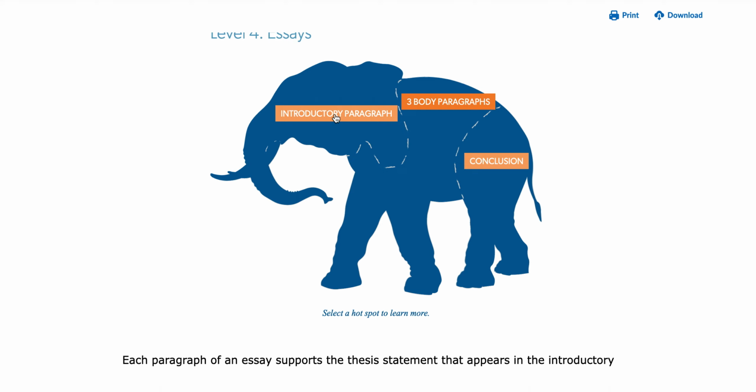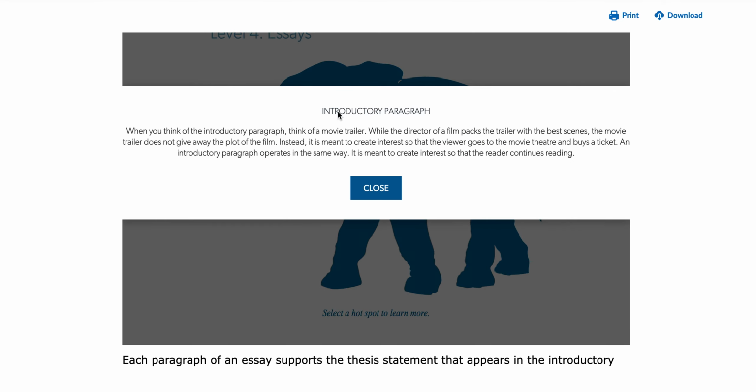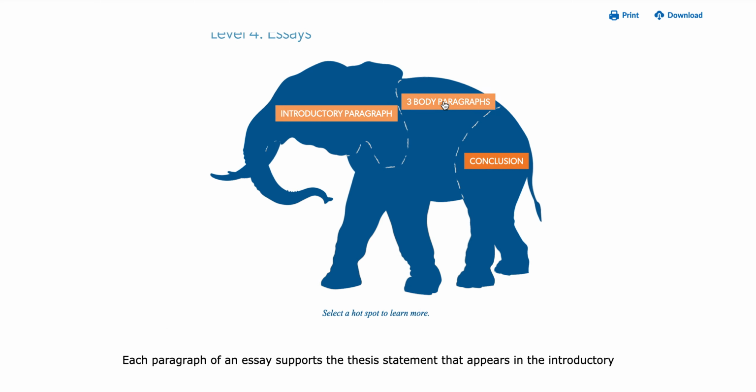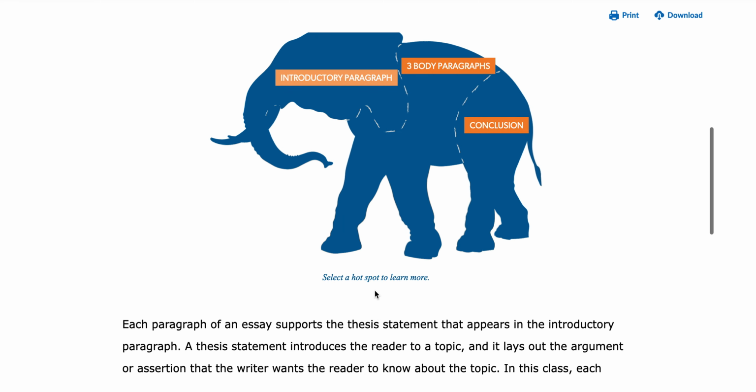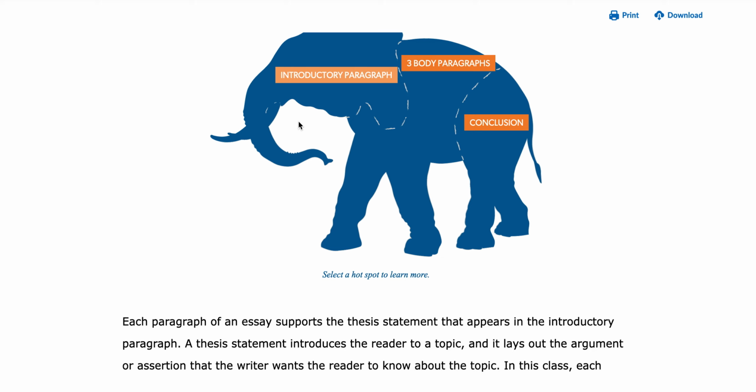When you look at this elephant, and the course overview begins with the idea of how to eat an elephant 1 bite at a time. It's kind of a gross thought, but regardless, the elephant is broken down into 3 parts. And really, sadly, I feel sorry for that elephant. So make sure you click on all of these hot spots. And like I said, for your 2 essays in this course, you're going to have an introduction and a conclusion, and then sandwiched between the introduction and conclusion will be your 3 body paragraphs.